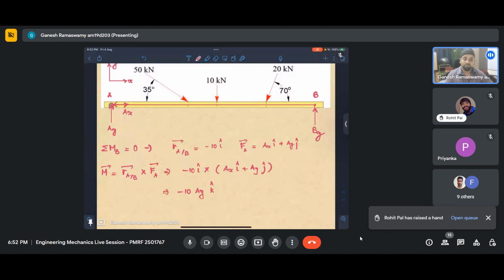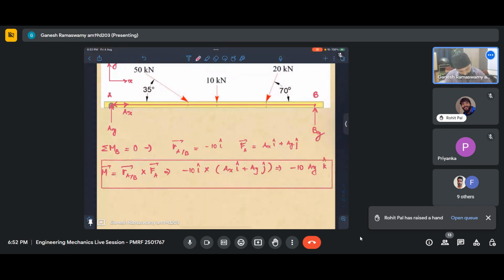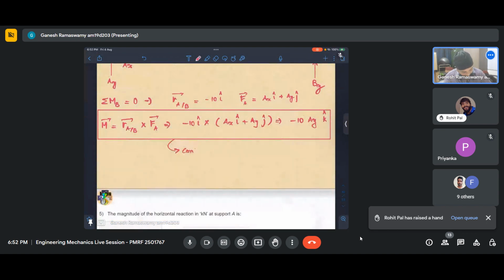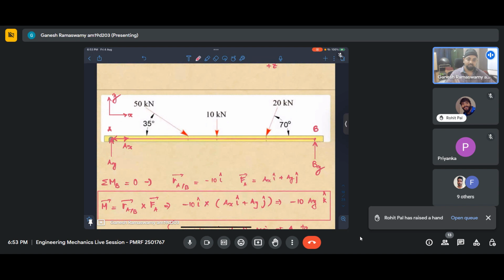You please ask your questions if you have any. I'm just trying to elaborately show this for one case so that it becomes clear, and then we will do it quickly. So this is just one case I'm trying to show. This is the contribution of the reaction at A to the moment taken about B. Similarly, we can do it for all the other forces. Now we will not be elaborately writing position vectors. We will quickly do it. So let us do that quickly.